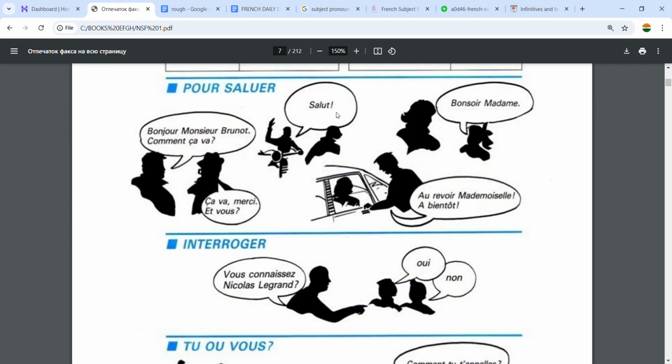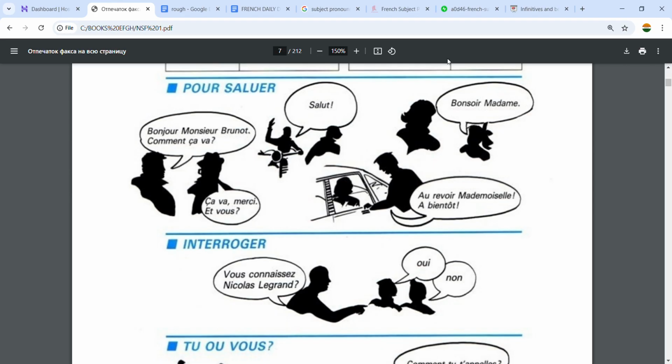Now again, salut, bonsoir, which means good evening, bonjour, which means good morning or hello. Always remember, bonjour is a universal greeting in France. Even late night, midnight, people will call you bonjour. And during the afternoon, instead of bon après-midi, they use bonjour most of the time.